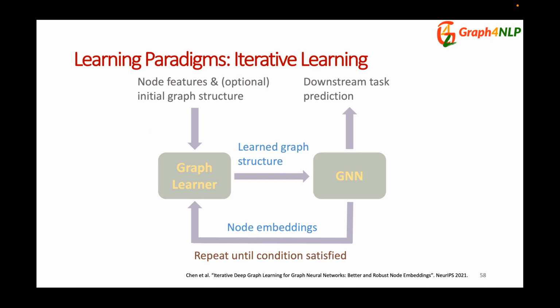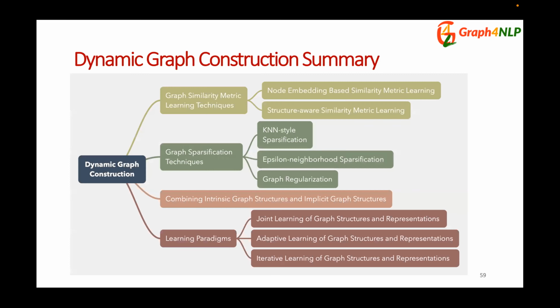Various stopping criteria can be applied for this iterative learning process. For example, we can stop the iterative process when the difference between the learned adjacency matrices in consecutive iterations is small enough. So far we have introduced various dynamic graph construction techniques, including graph similarity metric learning, graph sparsification, how to combine intrinsic and explicit graph structure, and various learning paradigms.